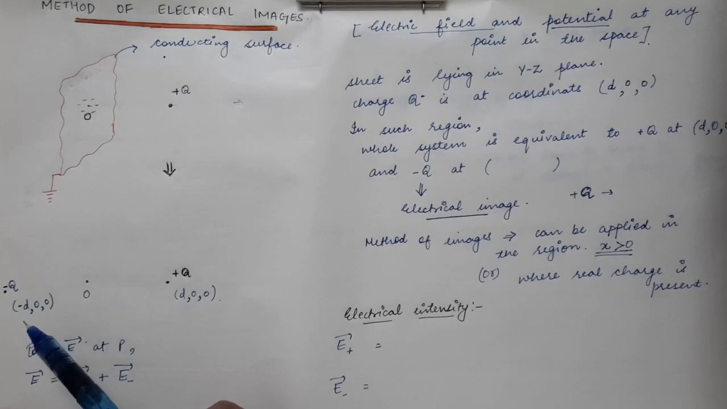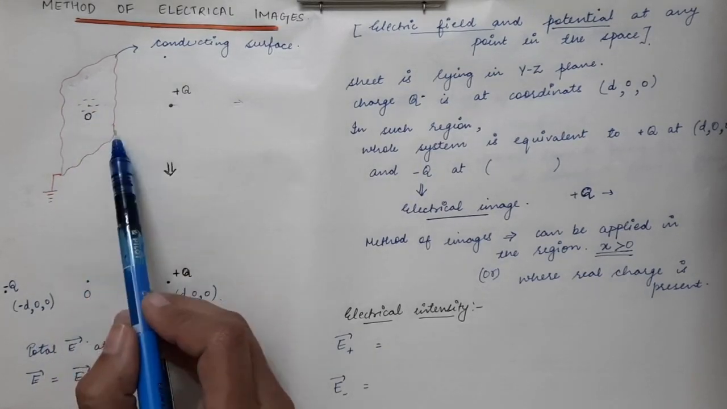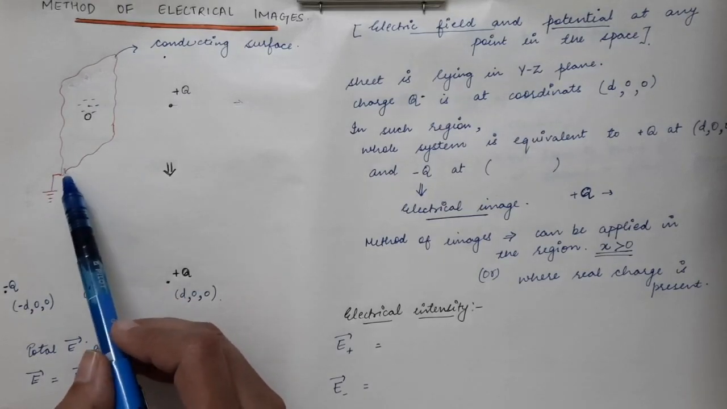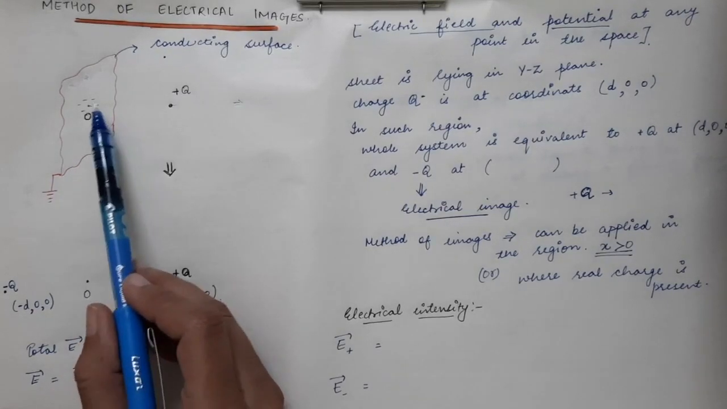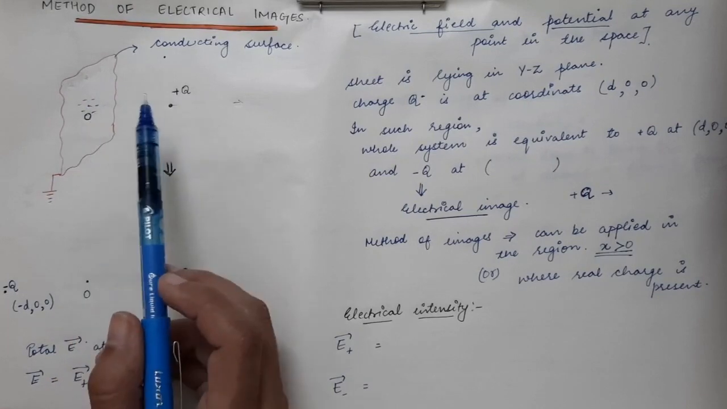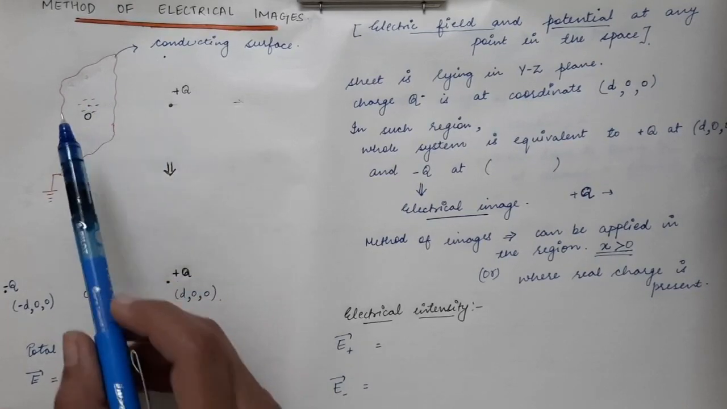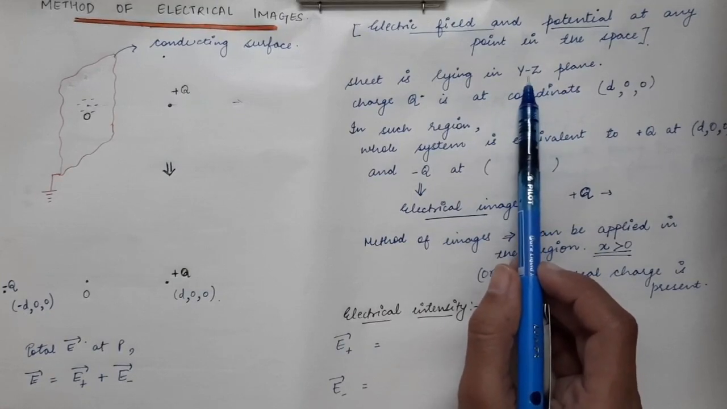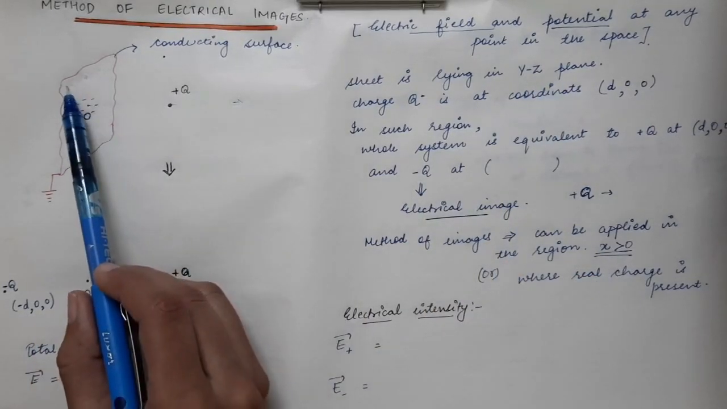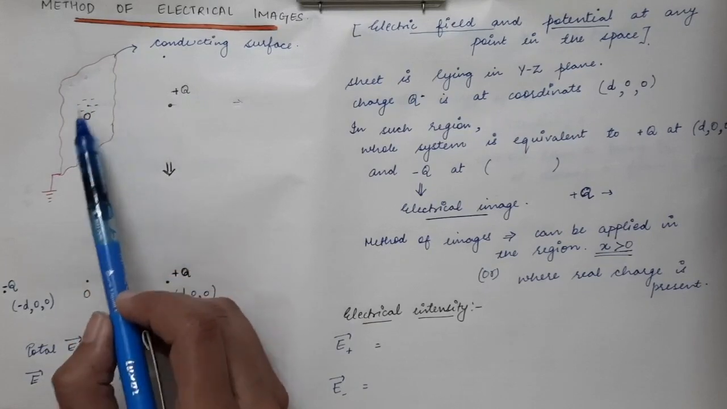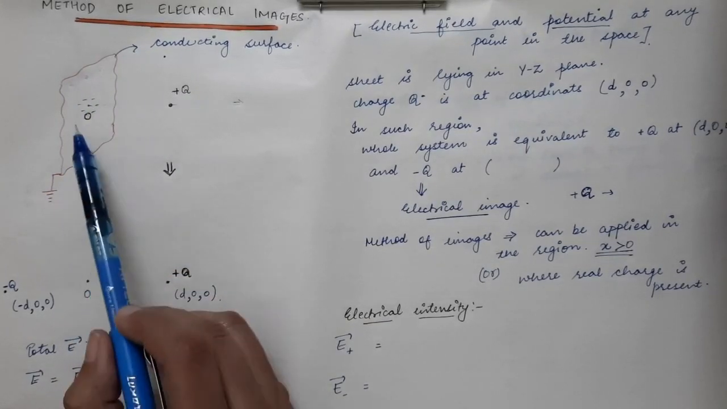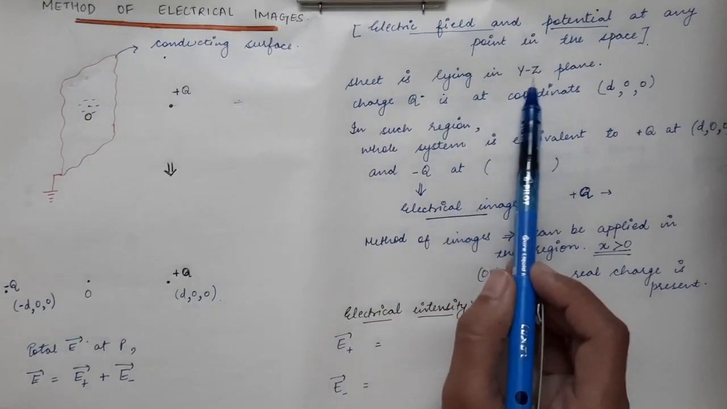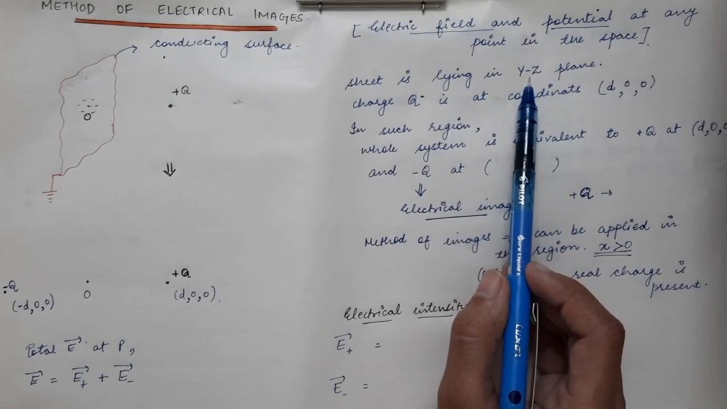And how will it be an equivalent system? Now the sheet is grounded. We already know the conducting sheet is grounded, so the potential at every point on the conductor will be equal to 0. The sheet is placed in the YZ plane. Therefore at every point on the conducting sheet, since it is grounded, the potential will be equal to 0. So at every point on the YZ plane, the potential must be equal to 0.